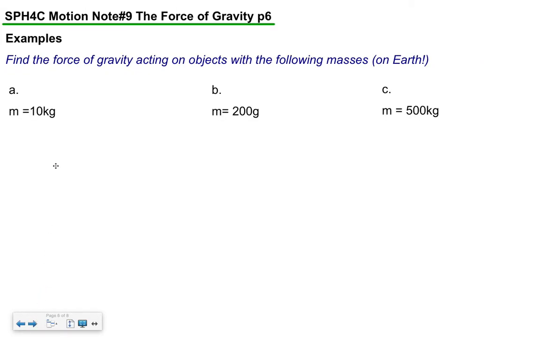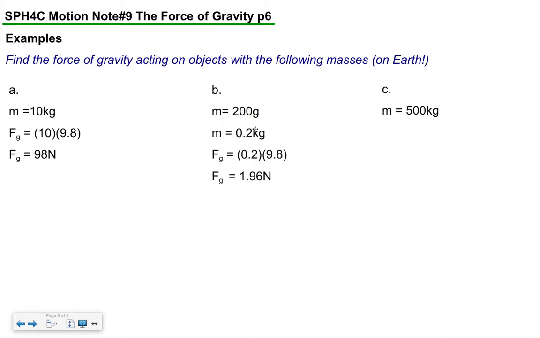So just a few more examples. Find the force of gravity acting on these objects with Earth. So 10 kilograms, you just multiply 10 times 9.8, 98 newtons. 200 grams, careful here. You have to change the 200 grams into kilograms. I know I'm going fast, but I hope you pause it if you need to. Okay, so the 200 grams, you divide it by 1,000 to get kilograms, and you multiply that by 9.8. So 200 grams feels about 2 newtons. And 500 kilograms, exact same calculation, 500 times 9.8.